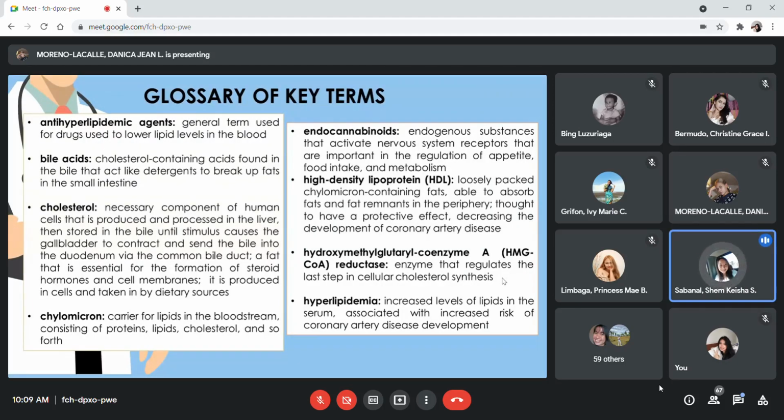Next, we have an enzyme known as hydroxymethylglutaryl coenzyme A reductase, which regulates the last step in cellular cholesterol synthesis. Next, we have hyperlipidemia, the increase of lipid levels in our blood, which is associated with the development of coronary artery disease. Next slide, please.